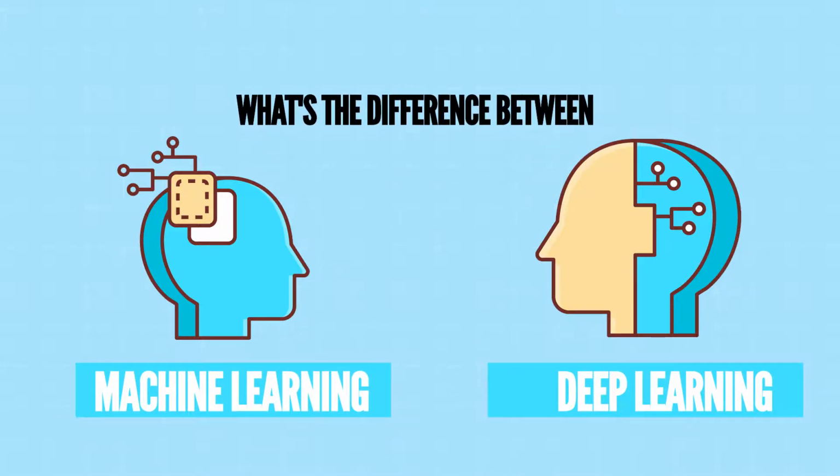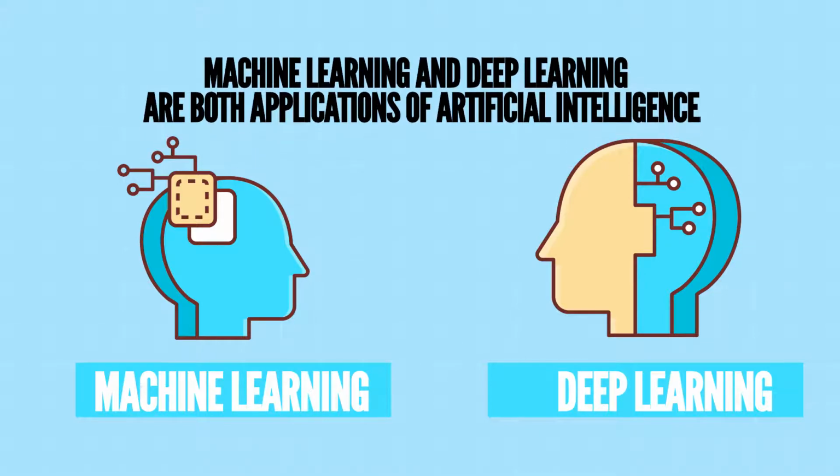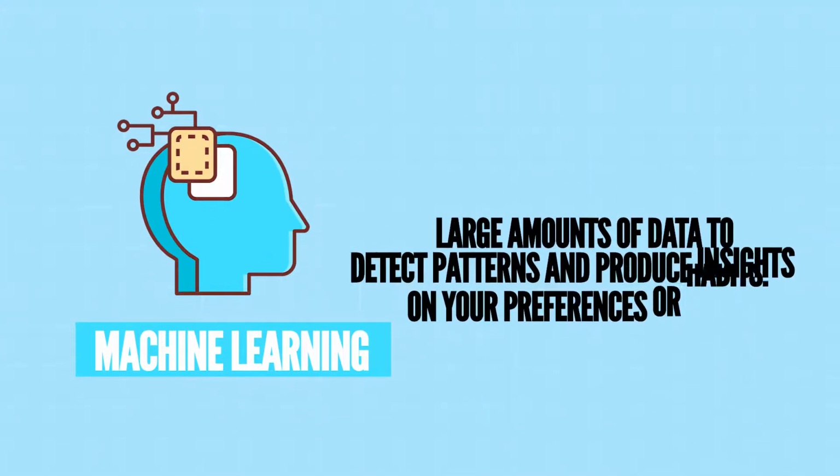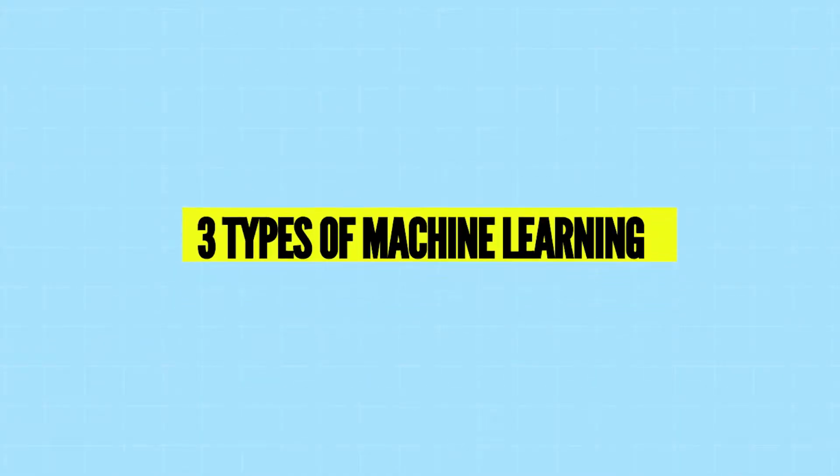So, what is the difference between machine learning and deep learning? Machine learning and deep learning are both applications of artificial intelligence. Machine learning analyzes large amounts of data to detect patterns and produce insights on your preferences or habits. There are three types of machine learning.